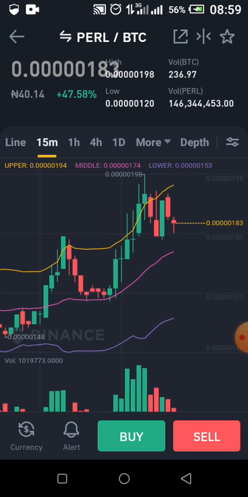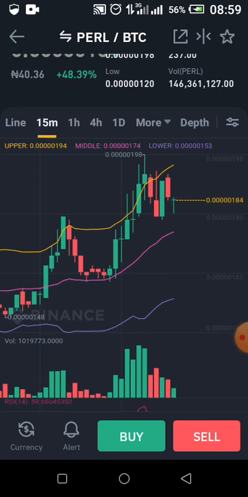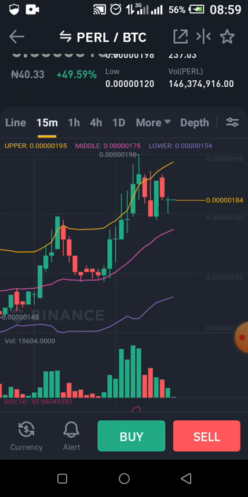Now let's understand the colors here. The green candle is a sign of increment, or you can call it a bullish sign, while the red candle is a sign of decrease, or you can call it a bearish sign.